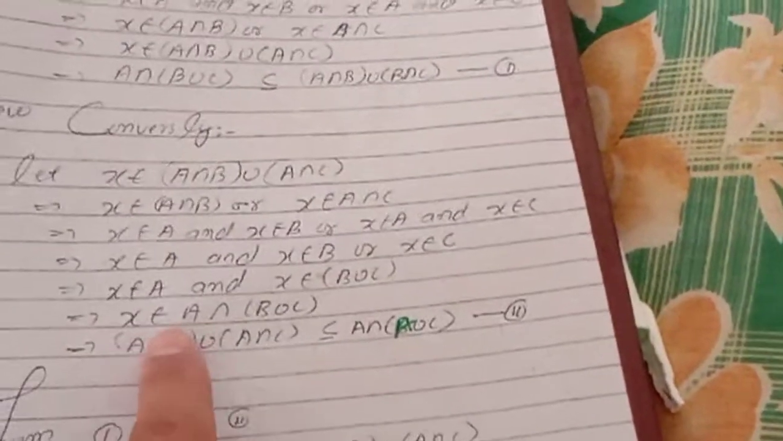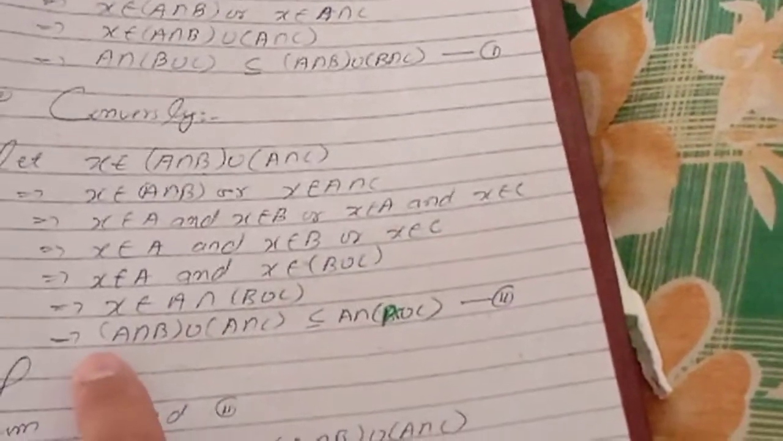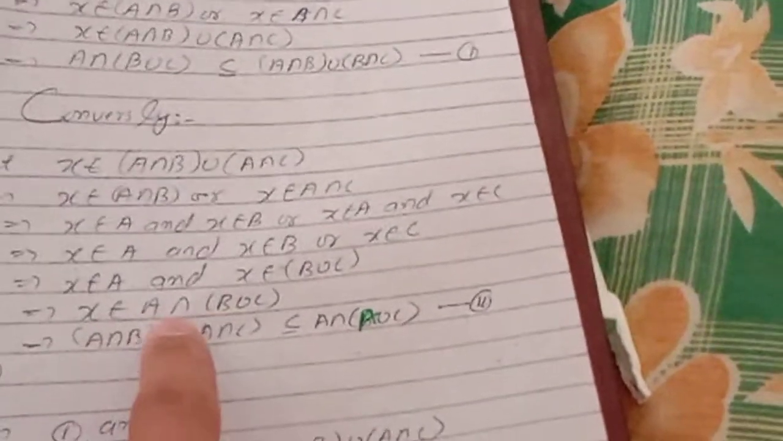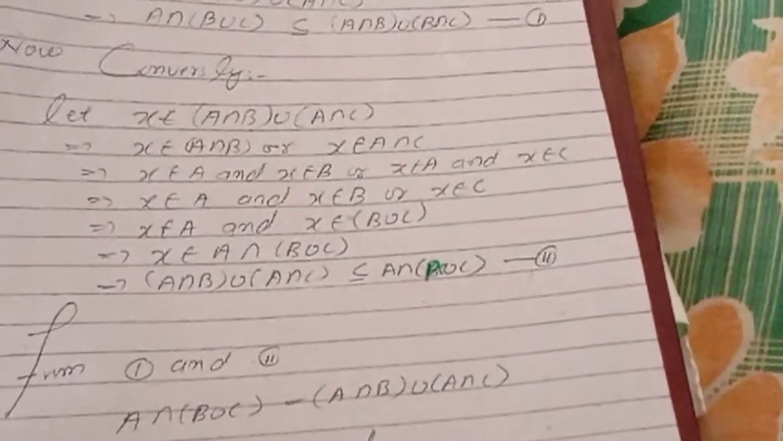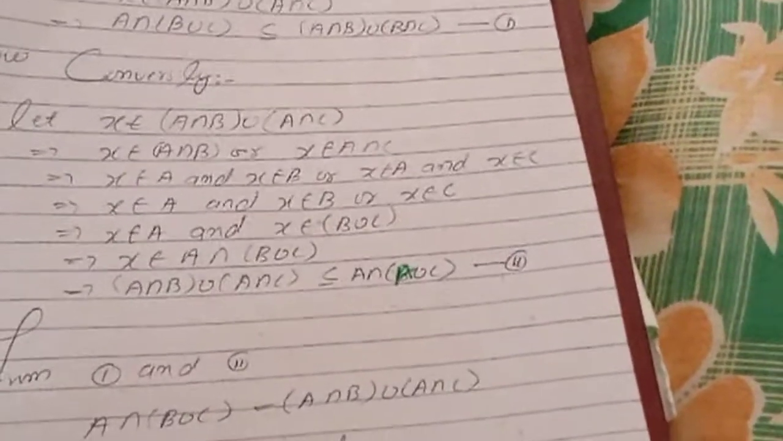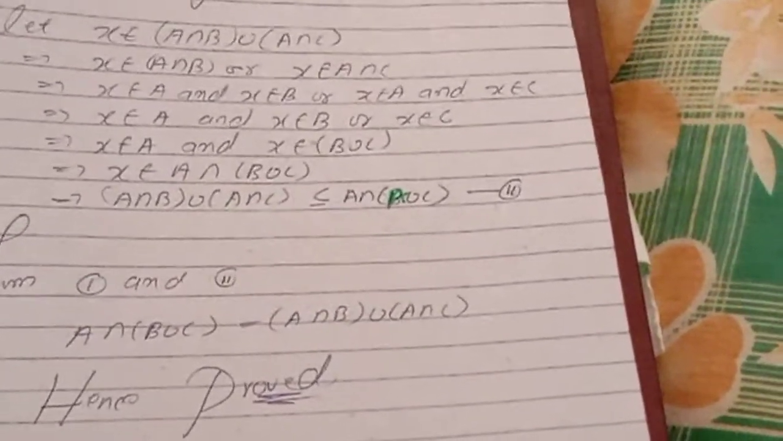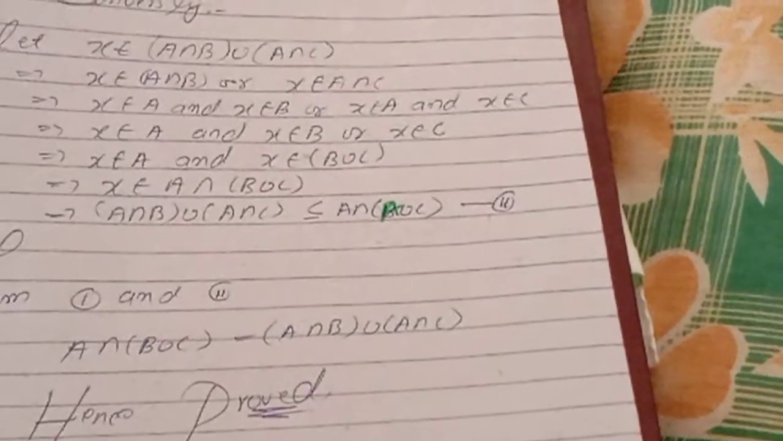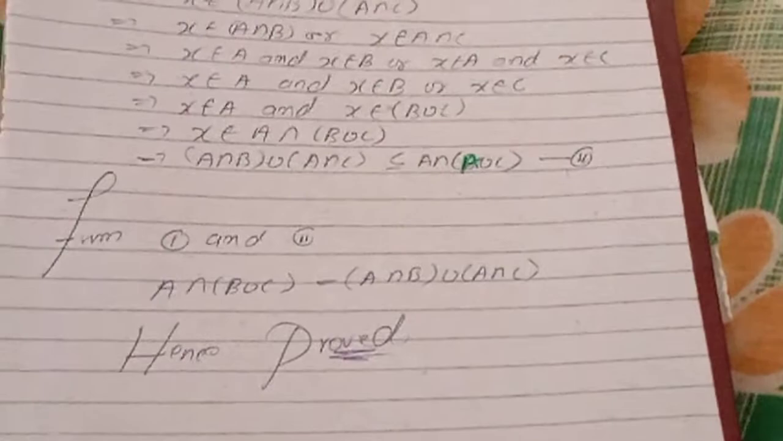This implies that X belongs to A intersection B union C, because here is union. So we will take an element in A intersection B union A intersection C and it returns in A intersection B union C. It means that A intersection B union A intersection C is a subset of A intersection B union C. So this implies that A intersection B union C is equal to A intersection B union A intersection C. This is the proof.